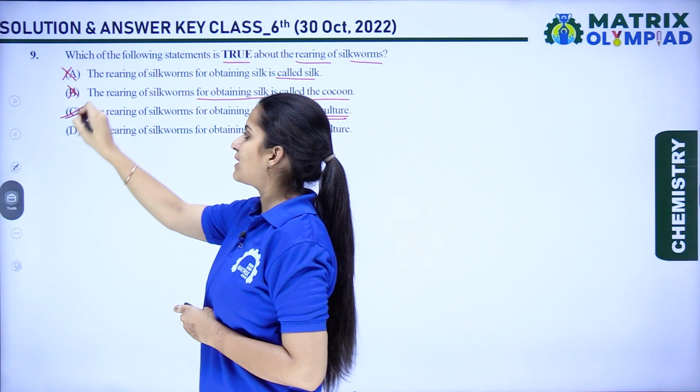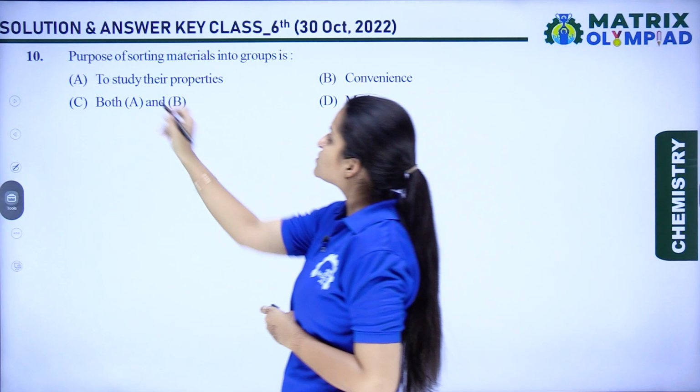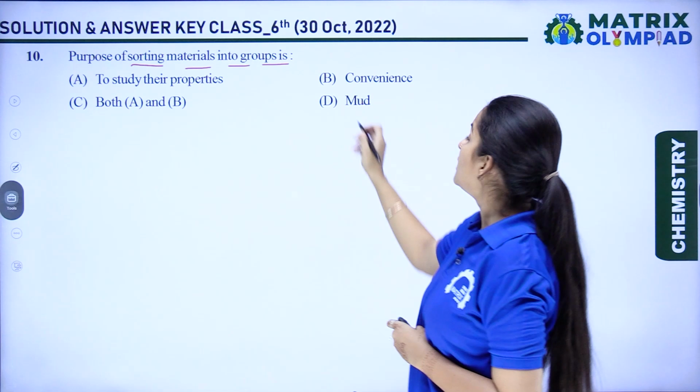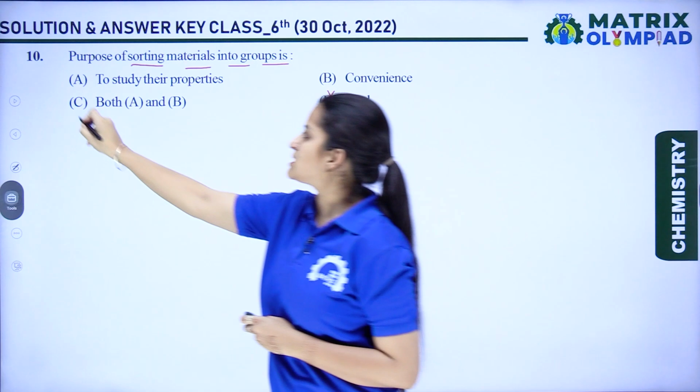Now the next question is, purpose of sorting materials into groups is option A, to study their properties. Option B, convenience. Option C, both A and B. And option D, none. None is incorrect here. Option A and B are correct here. So option C is correct, both A and B.